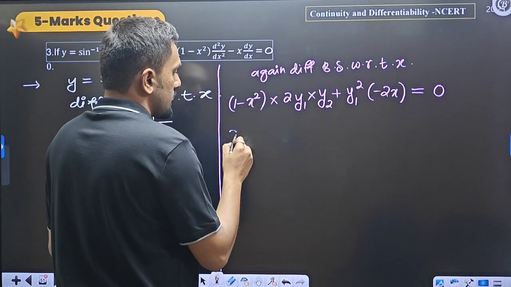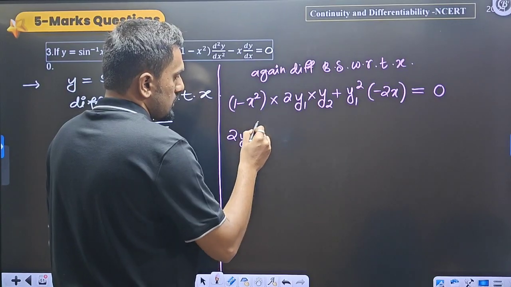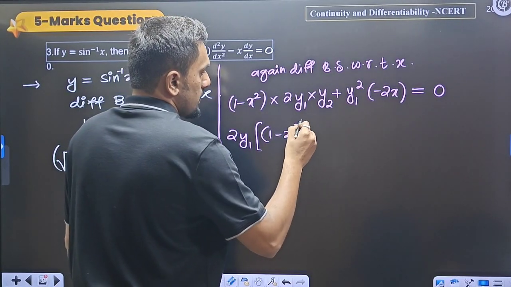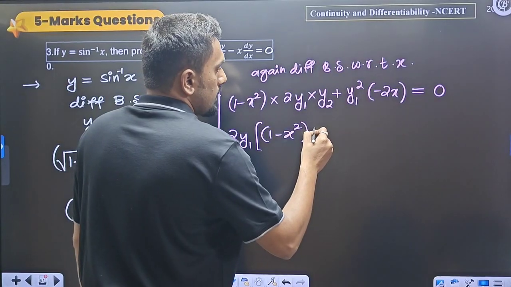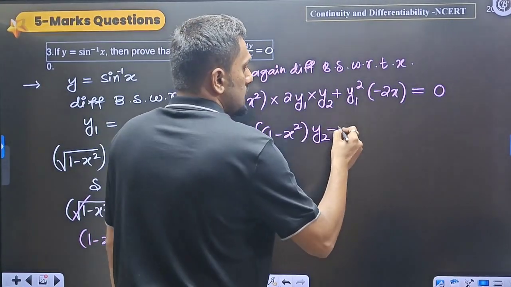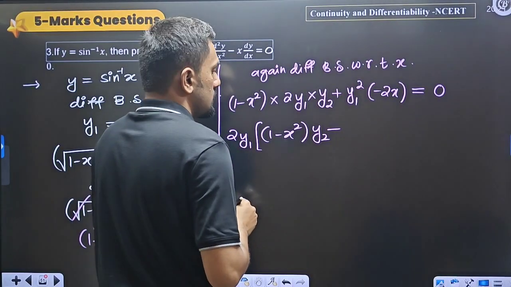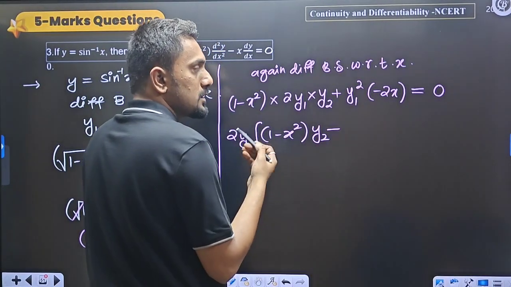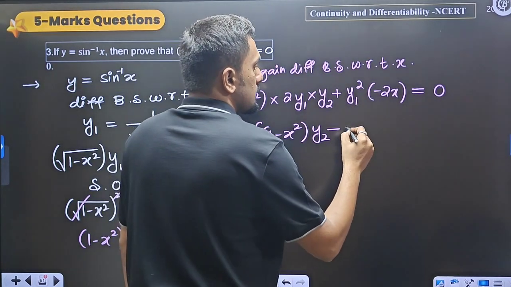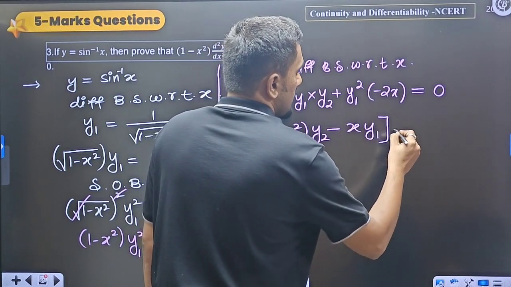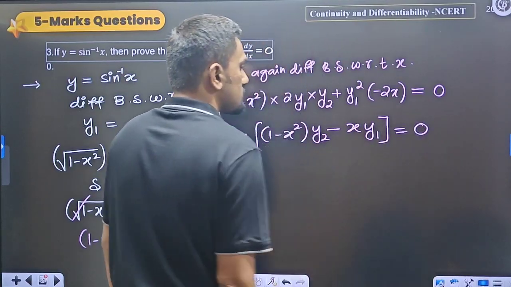2y1 ಕಾಮನ್ ತಗೊಂಡ್ಬಿಟ್ರೆ ಏನಾಗುತ್ತೆ ನೋಡ್ರಿ, 2y1 ಕಾಮನ್ ತಗೊಂಡ್ರೆ ಇಲ್ಲಿ ಏನ್ ಉಳಿಯುತ್ತೆ, (1 minus x square) into y2, minus into plus becomes minus. ಆಲ್ರೆಡಿ 2y1 ಹೊರಗಡೆ ಹೋಗಿದೆ ಅಂದ್ರೆ ಕಾಮನ್ ತಗೊಂಡಿದೀವಿ ನಾವು. ಇಲ್ಲಿ ಏನು ಉಳಿದಿರುತ್ತೆ, x into y1 and that is equals to 0.